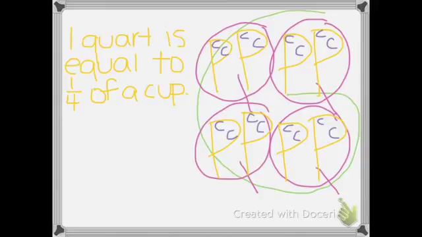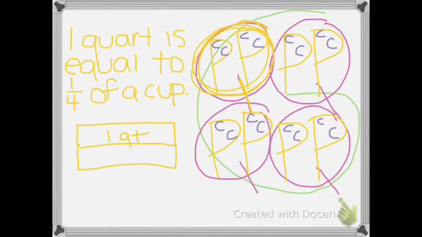Okay, so this statement says 1 quart is equal to 1/4 of a cup. So let's draw this strip diagram like we did on the last statement. So we have 1 quart here, and in that quart, we have 4 cups. Cup, cup, cup, cup. So this statement is saying that 1 quart is equal to 1/4 of a cup.